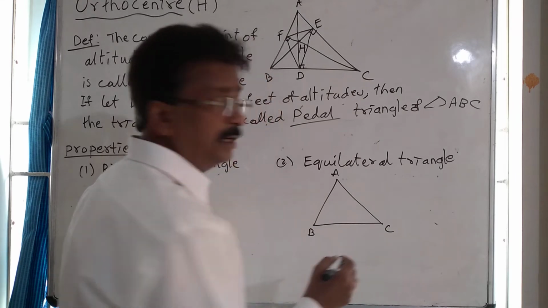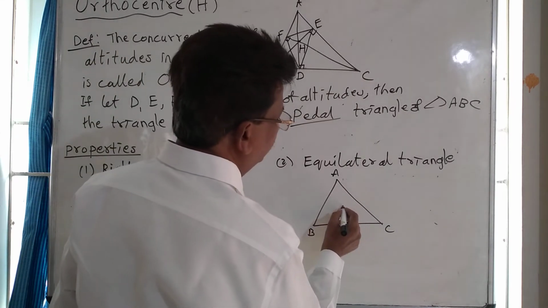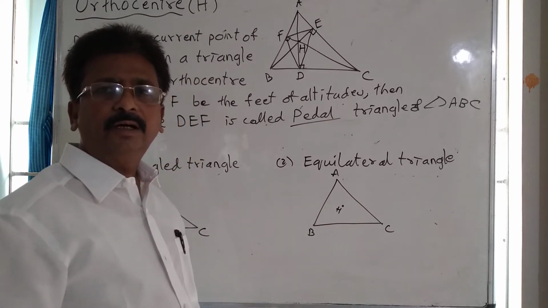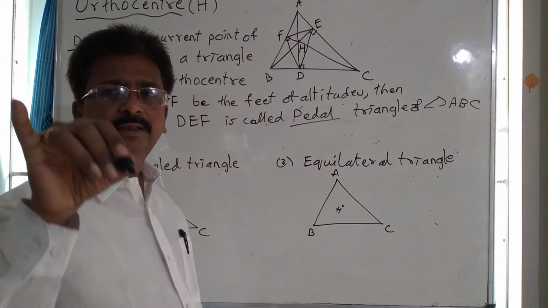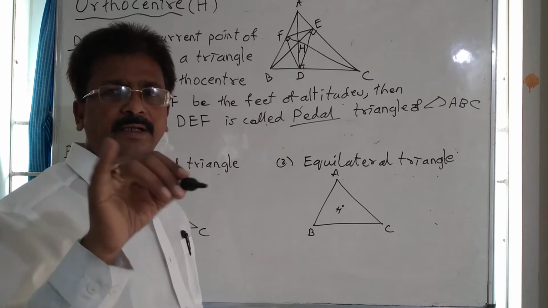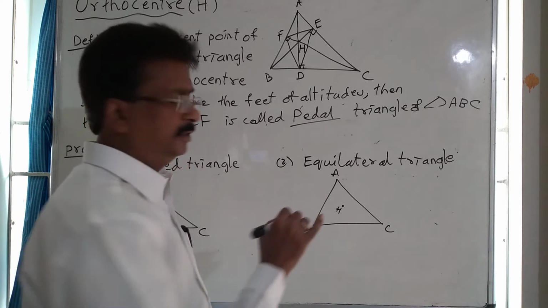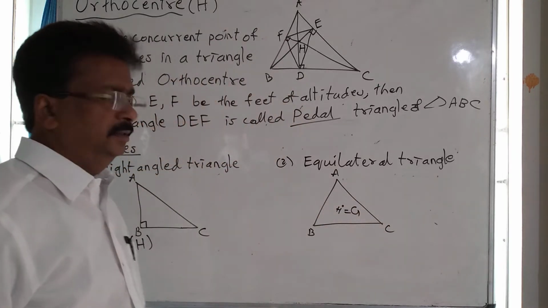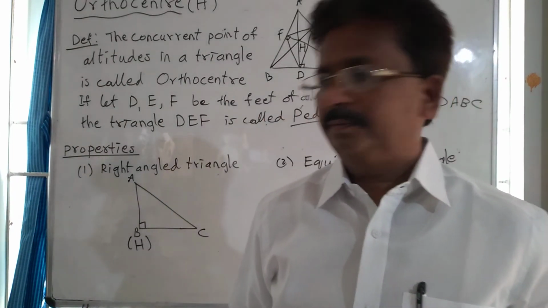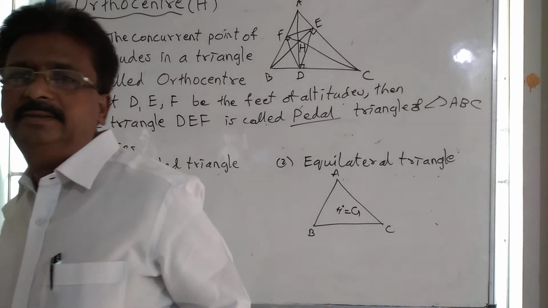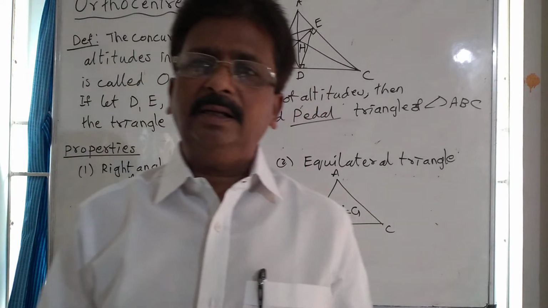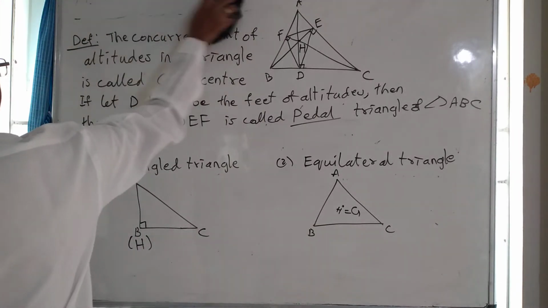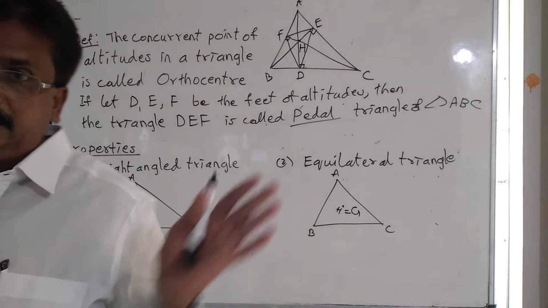So for the equilateral triangle, where is the orthocenter? The orthocenter is at the centroid, the same point. The centroid becomes the orthocenter. Okay, so it is the property. Now how to find the orthocenter? Let us do a problem. Note it down.